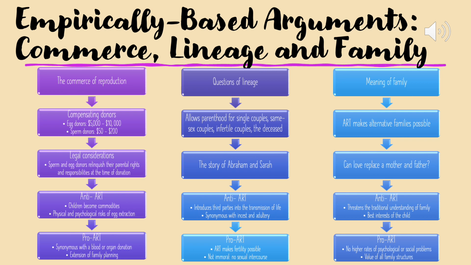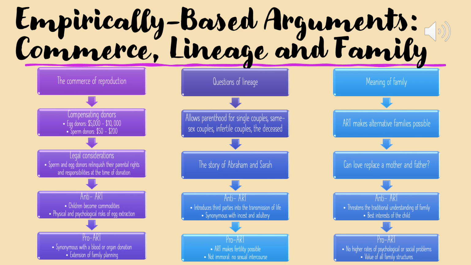When we look at the commerce of reproduction, donors of both eggs and sperm are compensated for their donations. Egg donors receive between $5,000 and $10,000 on average per donated egg, and sperm donors receive between $50 and $200 per donation. These numbers vary widely based on the area in which the donation occurs, as well as if the donor is considered to be of very good health and has qualities that would be very desirable to somebody who is looking for a donation.